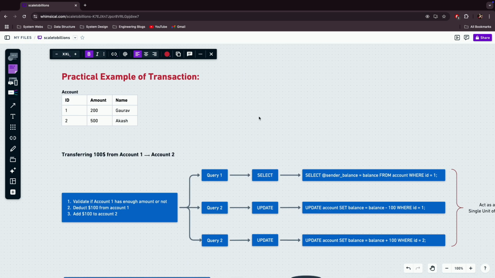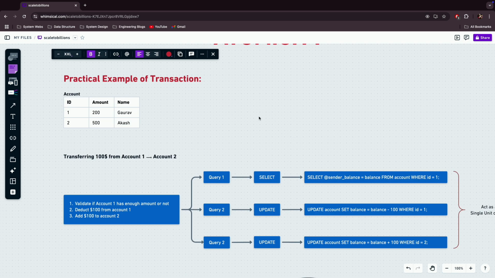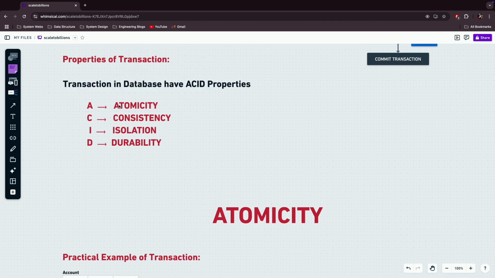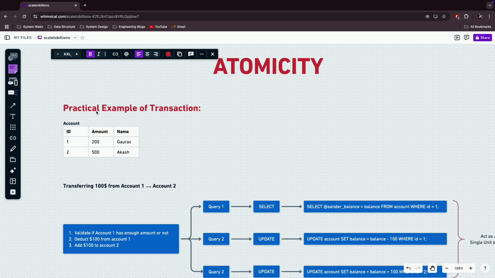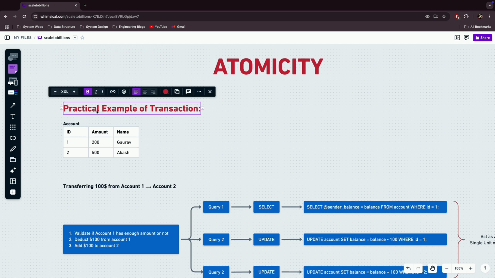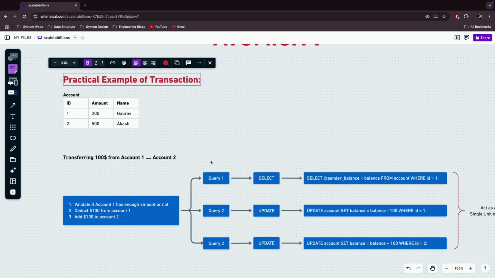Going ahead, we can again take the same example to understand what exactly is atomicity, right? So we have four properties, right? Atomicity, consistency, isolation, durability. In this video, we are focusing on atomicity specifically. So let's take the same practical example of transferring $100 from account one to account two. We already have discussed it multiple times.